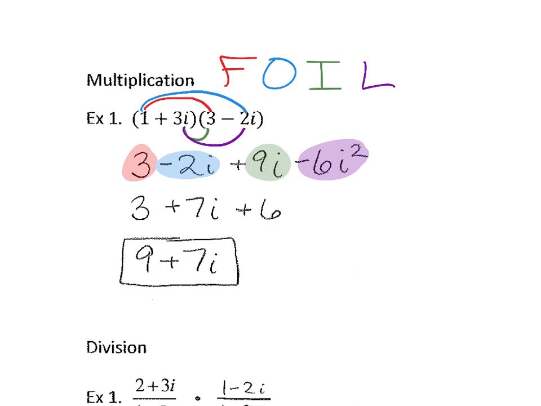The inside part, really simple. Do we notice that these are like terms? So we just combine them like we've always done with the middle terms. Negative 2i plus 9i is 7i. But what the heck happened to the 6? Eventually I did add it to the 3, but how did I go from here to here?